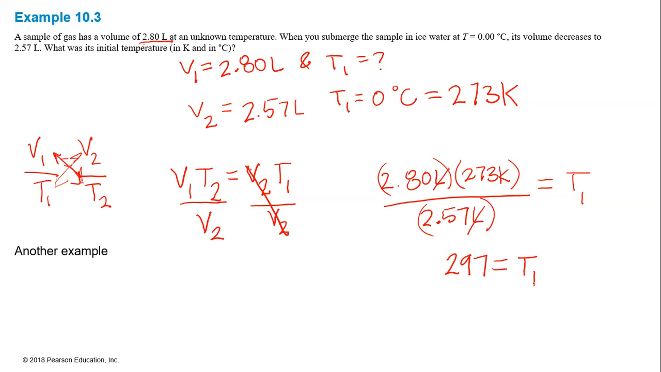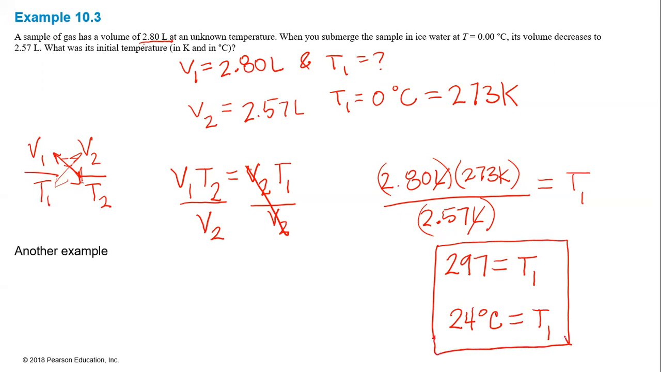So what would it be in degrees Celsius? I would simply subtract 273. Because I didn't do any decimals, it would just be 24 degrees Celsius.